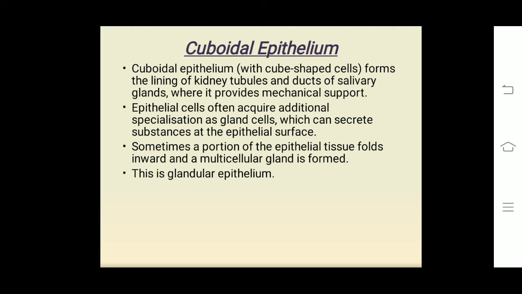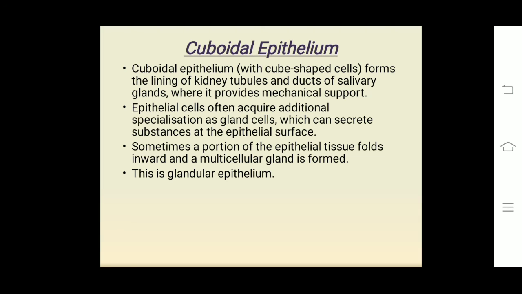Cuboidal epithelium. As the name suggests, cuboidal epithelium means epithelium with cube-shaped cells. They form the lining of kidney tubules and ducts of salivary glands, where they provide mechanical support.